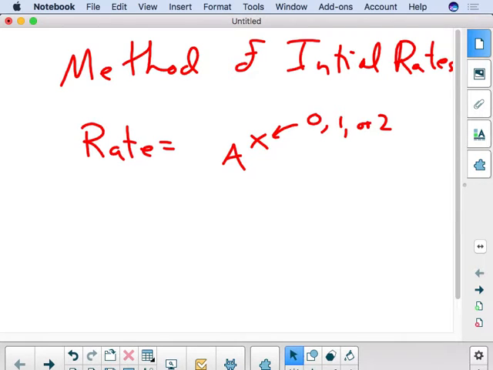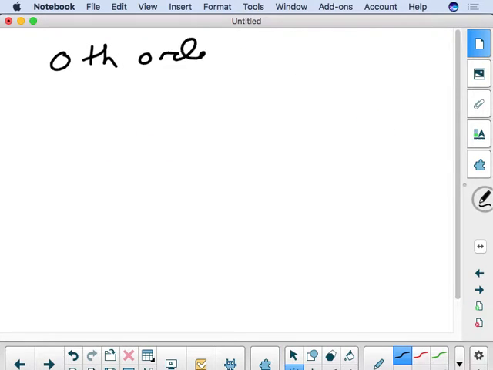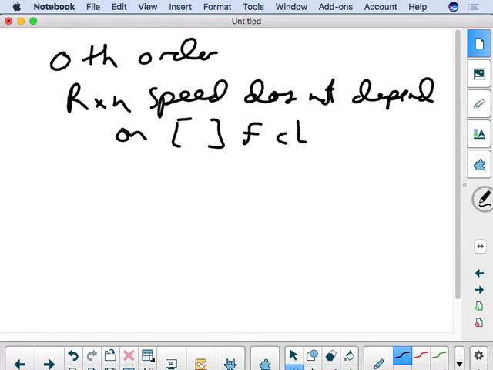Let's talk about these 3 possible scenarios first. If it's 0th order, reaction speed does not depend on concentration of chemical. 0th order means it's independent of that chemical.